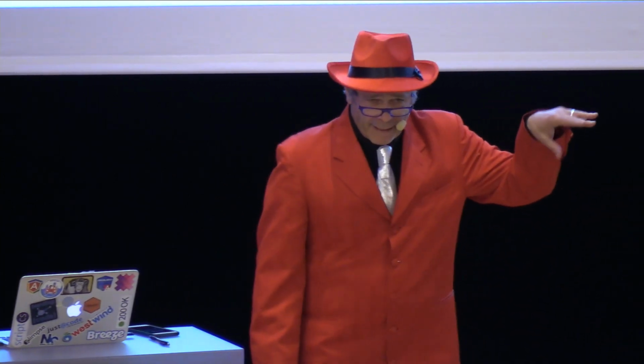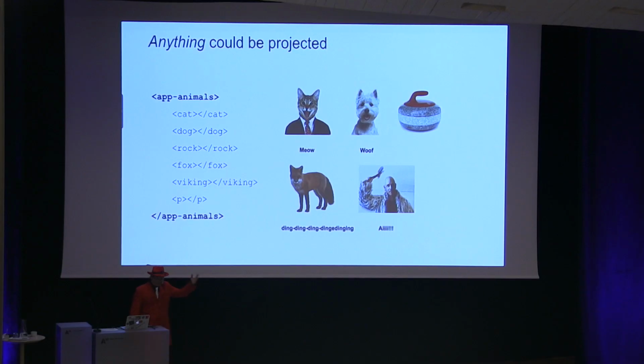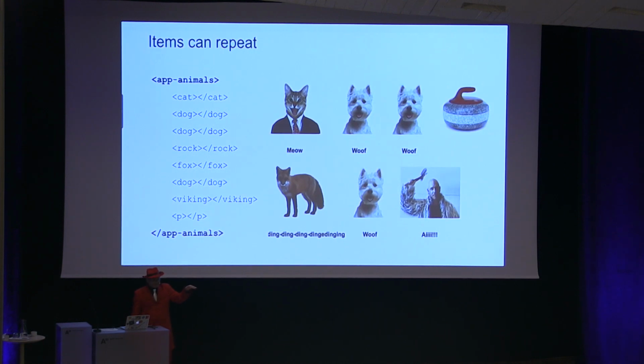Now, what we have is an outer container, represented here, the app animals container, and inside it can be any number of components that you might want to slide into your HTML. And some of them are animals, and some of them are not. And sometimes you could have arbitrarily repeated ones. So here we have more dogs. We have multiple dogs.